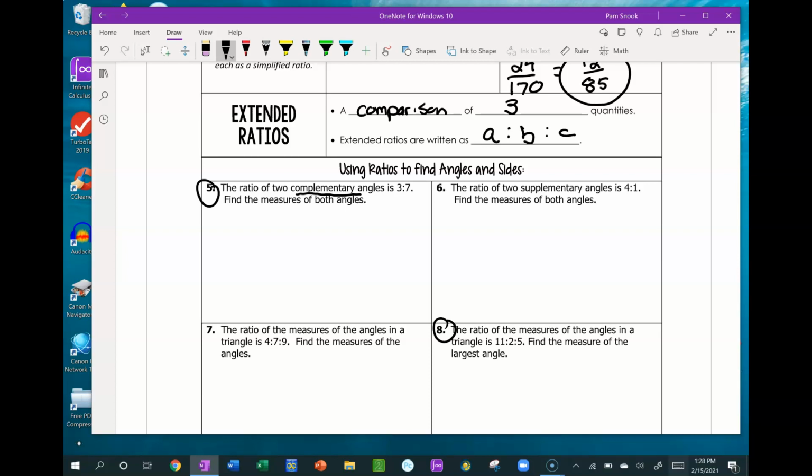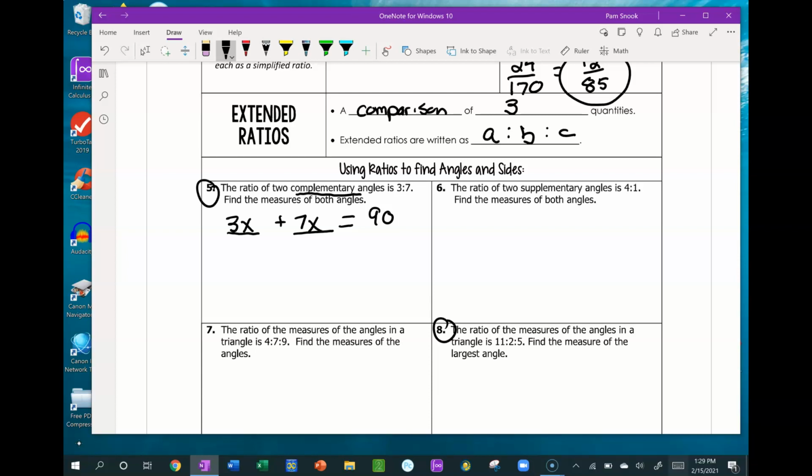Well, the first thing you want to do is write an equation. Because I know they're complementary, they're going to add to 90. So I'm going to have 2 angles that add to 90. Now the key to this type of problem is to use the ratio as your coefficients. So I have 3 to 7. So I'm going to use 3 as a coefficient and 7 as a coefficient, and I'm going to use the variable x.